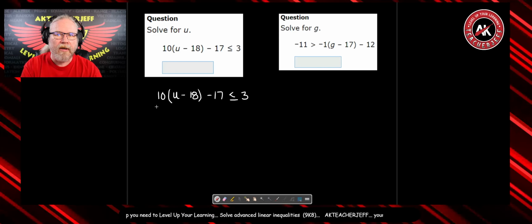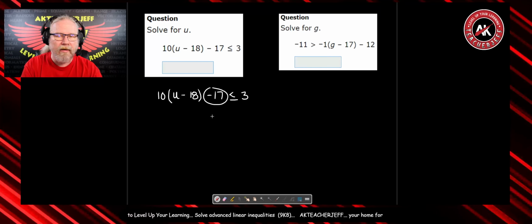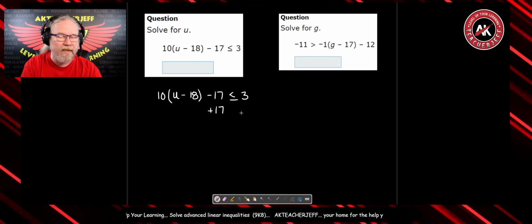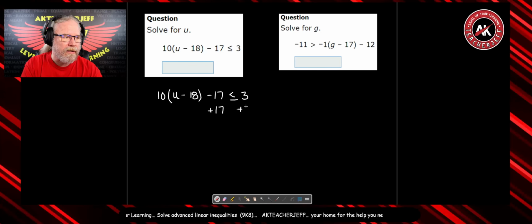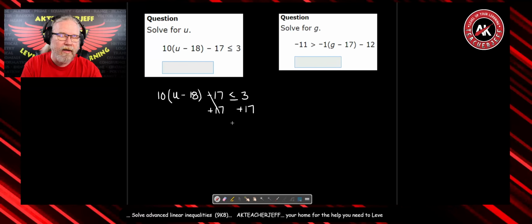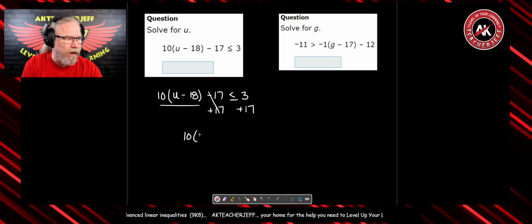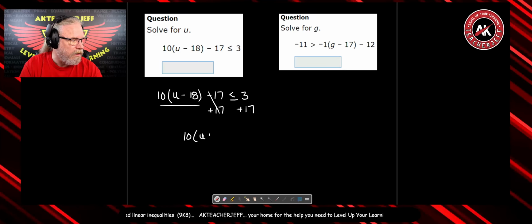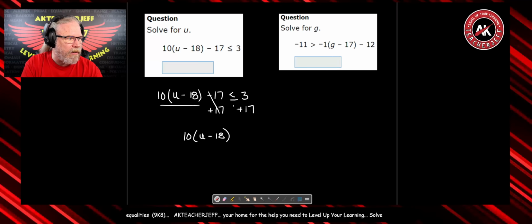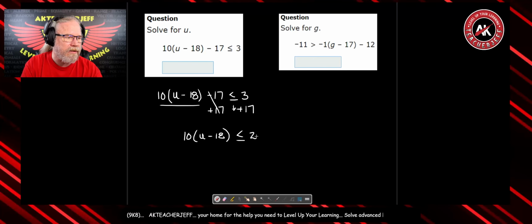Now, I do have this 10 that's being multiplied times the quantity of u minus 18. But before I deal with that, I need to deal with this negative 17 right here. So I'm going to get rid of the negative 17 with the positive 17. And you've guessed it, what I do to one side, I'm going to do to the other. So the negative 17 and positive 17 will cancel each other out. Now, all we need to do is bring down whatever we have left over. And that happens to be 10 times the quantity of u minus 18. And bring down our symbol. We have less than or equal to, and 3 plus 17 is 20.